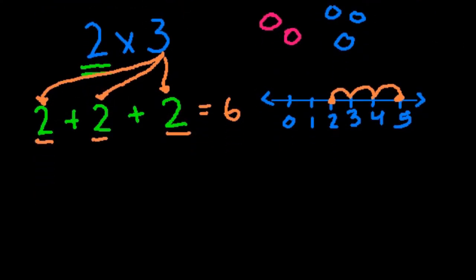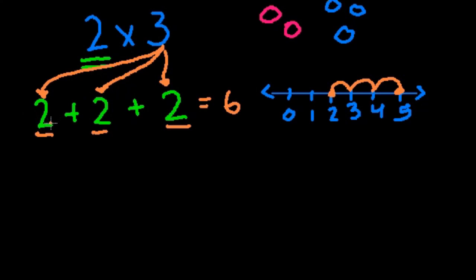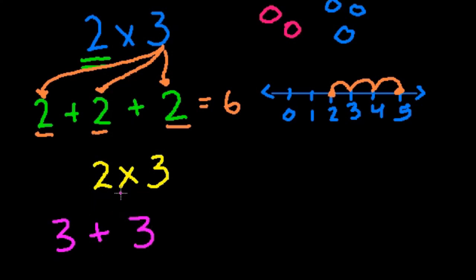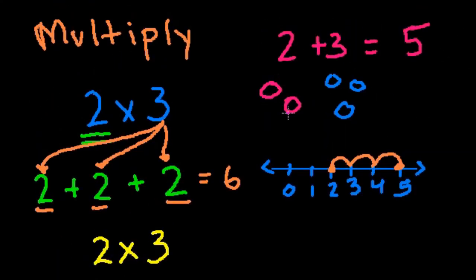The other way you could think about it is we could have said, instead of having 2 added to itself 3 times, we could have added 3 to itself 2 times. And this could be a little bit confusing at first. But you can switch them around in multiplication and it won't matter. So 2 times 3 can also be written as 3 plus 3. Where's the 2 gone, you're probably wondering? Well, it just means the multiplication will just mean 2 lots of 3.